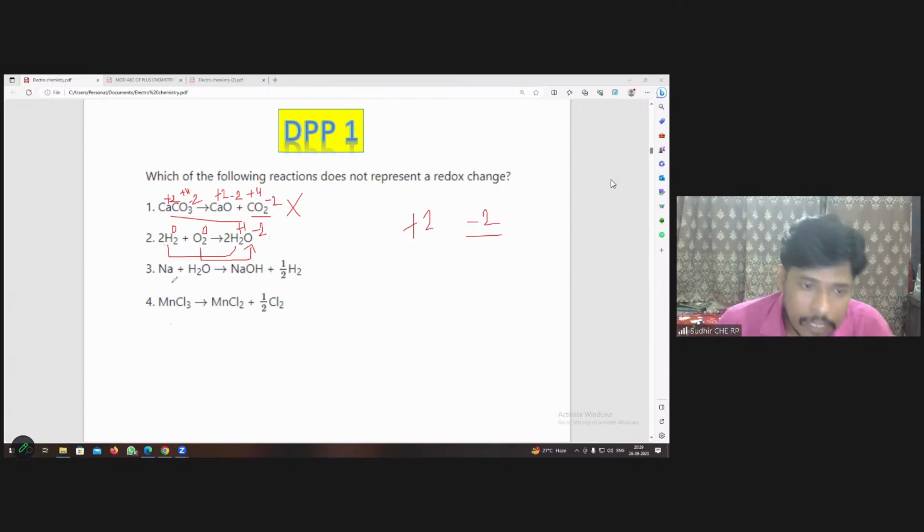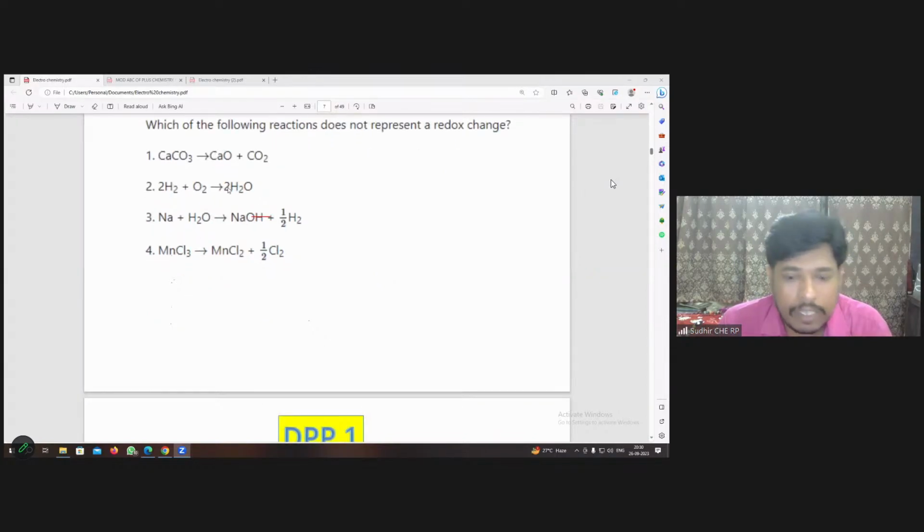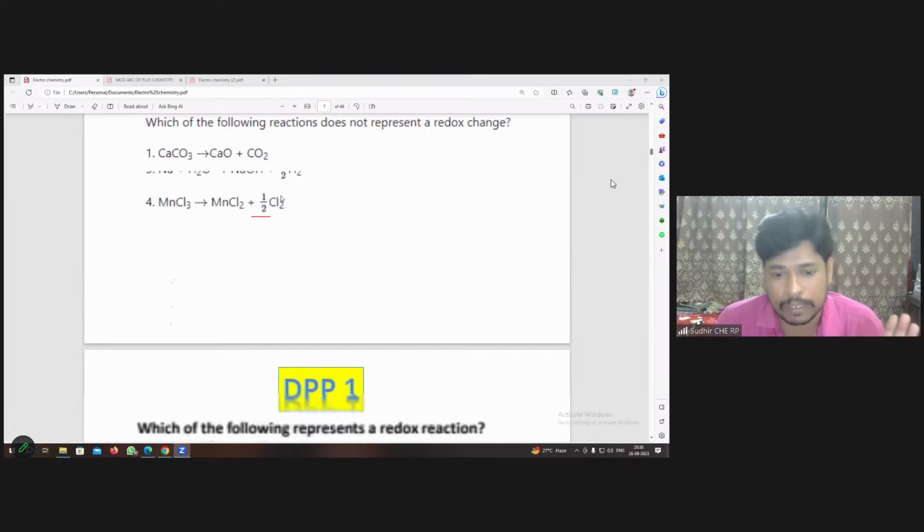Likewise, the third equation and fourth equation also we can easily analyze, and we can confirm that since there is some change in the oxidation numbers of the elements, equations 2, 3 and 4 belong to the redox type of reactions. And equation 1, as there is no change in the oxidation number of any element, is a non-redox process.